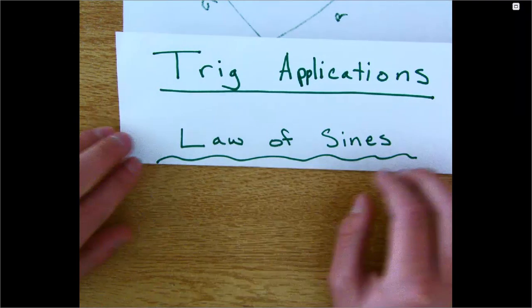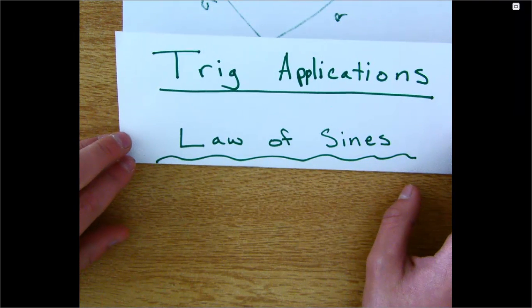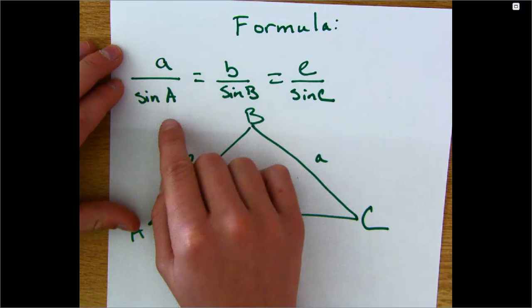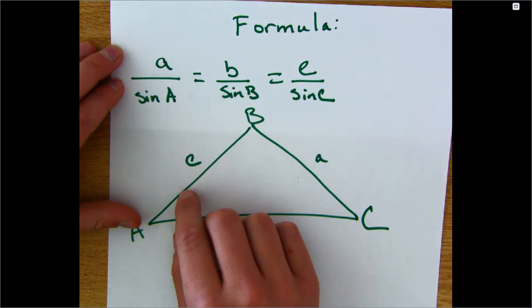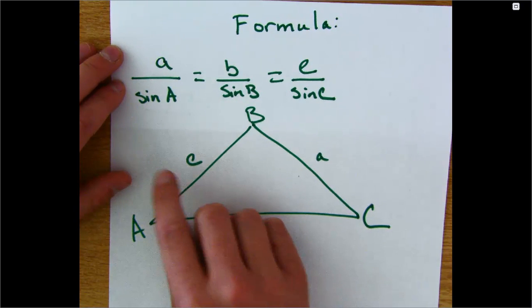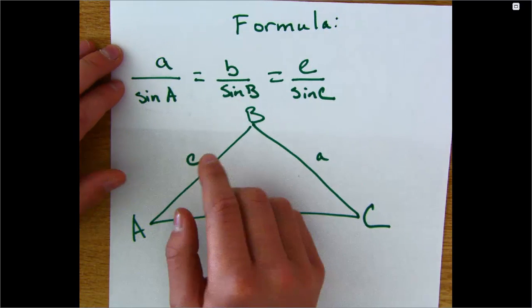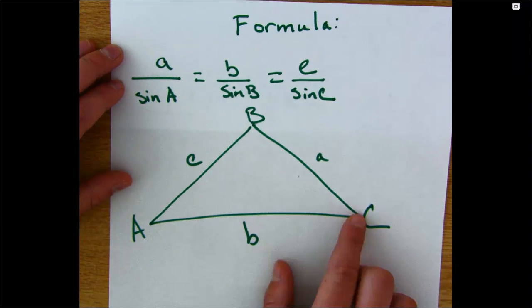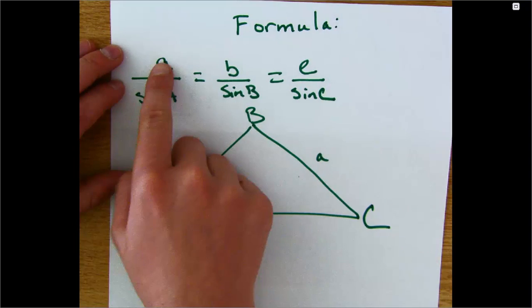Today we'll be learning about trig applications, and the specific part is the law of sines. The formula for the law of sines is a over sine A, b over sine B, and c over sine C. You can only use two parts at one time, so for example you'll have maybe two angles, either A or C, and then you would use part A and part C.